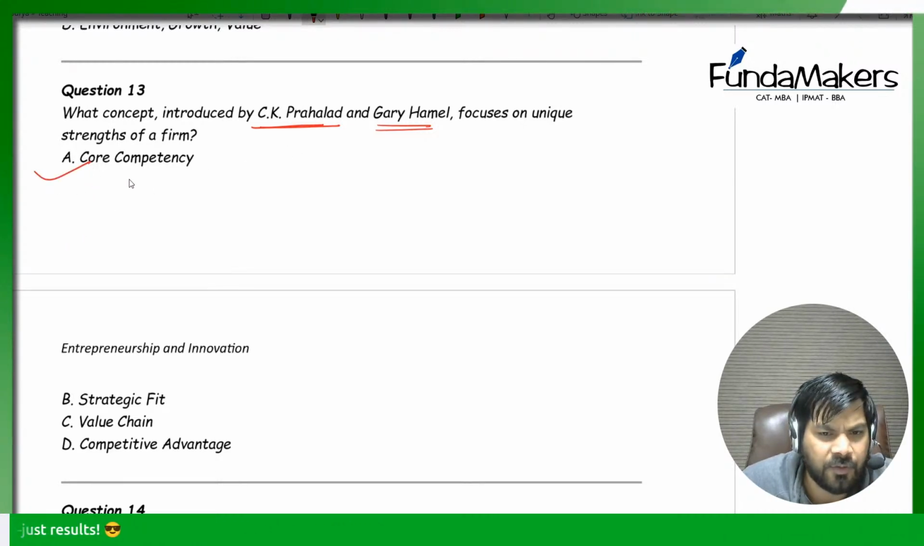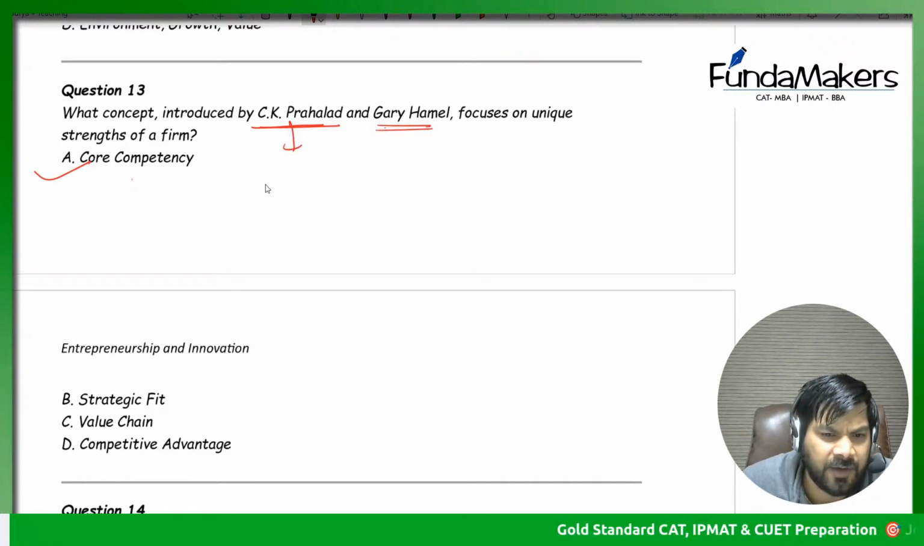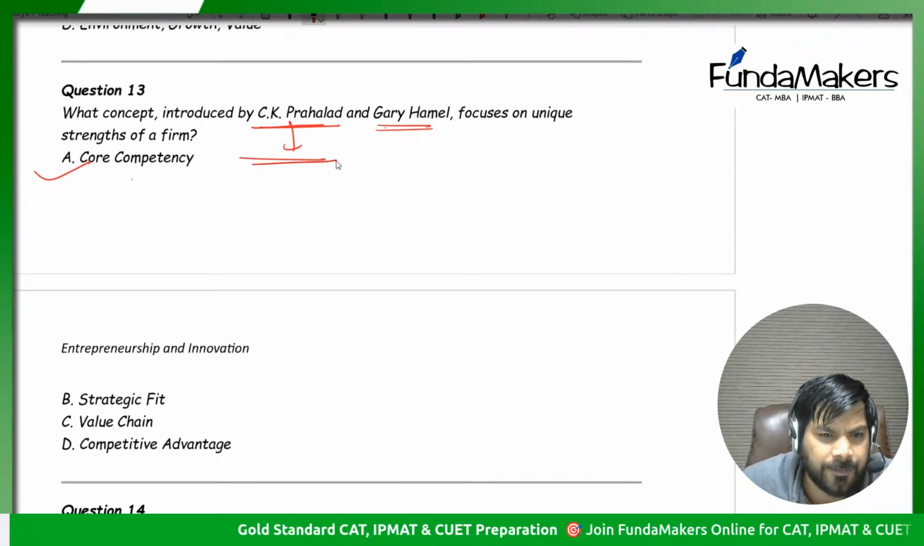Core competency was introduced by C.K. Prahlad and Gary Hamel, right? C.K. Prahlad, very famous father of marketing in India, right? Very, very famous marketing guy. Okay.